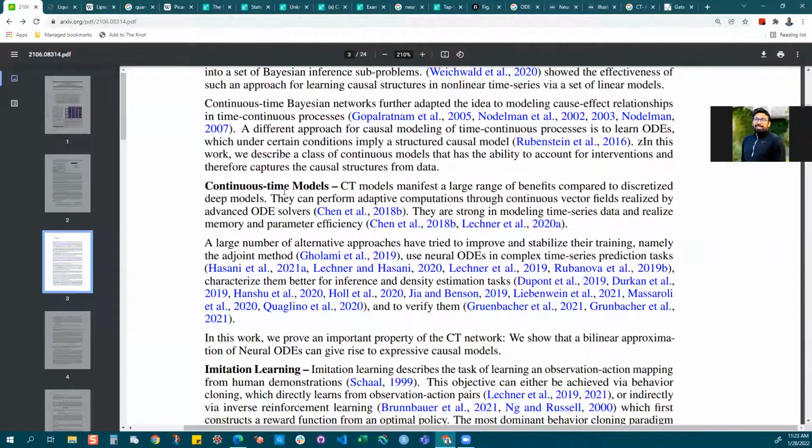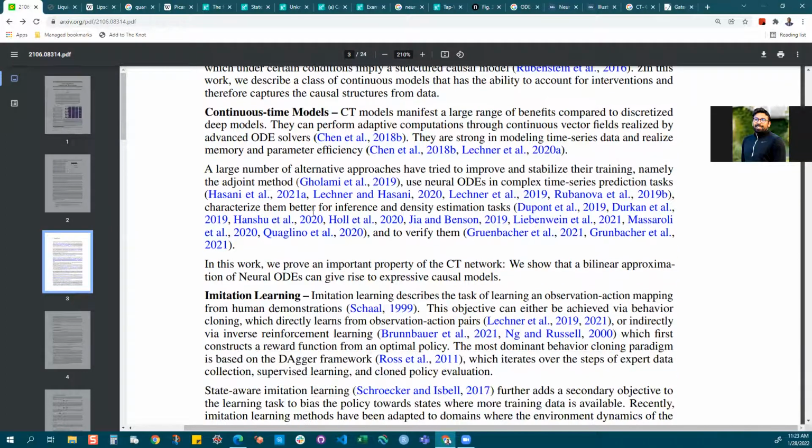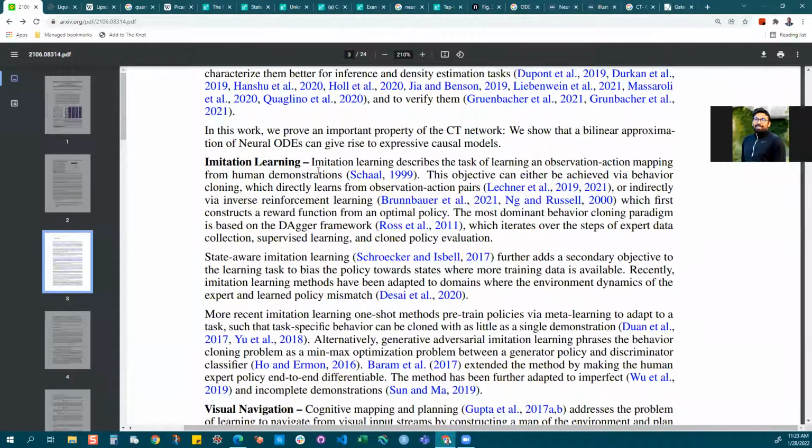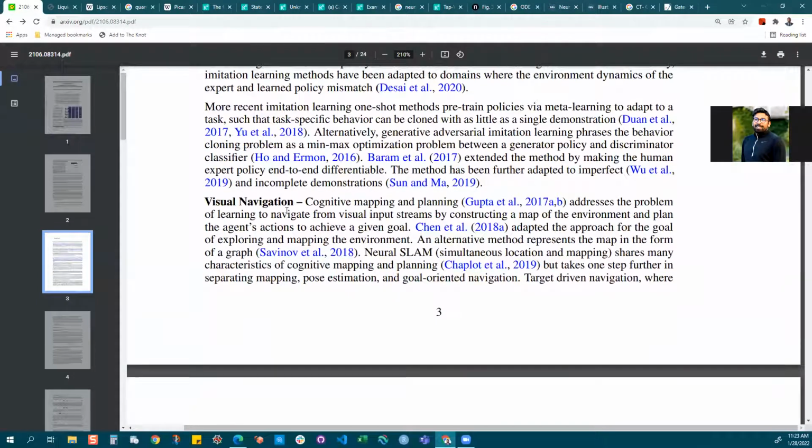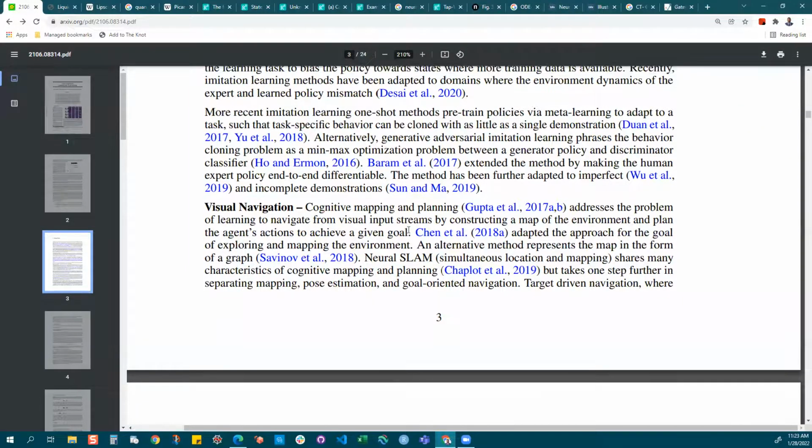And then they talk about what continuous time models are, which as we mentioned, are models where we have temporal data or time-related data without any interruption. They are continuous time, and they provide a list of papers that have used continuous time models as well. And then they also talk about imitation learning and what it is, with very good publications regarding imitation learning. And they also talk about visual navigation and what work has been done in the visual navigation world.